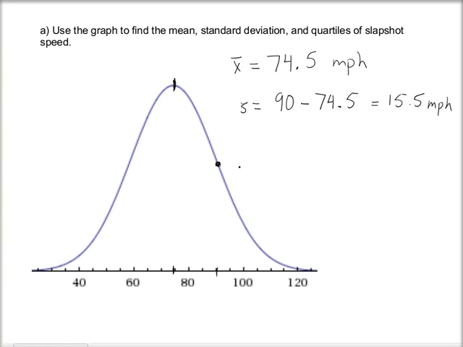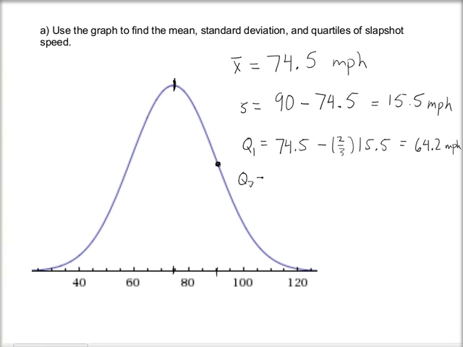Next, the quartiles are the points 2/3 of a standard deviation away from the mean. So my first quartile, Q1, is going to be 2/3 of a standard deviation to the left, so I will take my mean, 74.5, and subtract 2/3 of the standard deviation, 15.5, and that will give me 64.2 miles per hour as my first quartile.